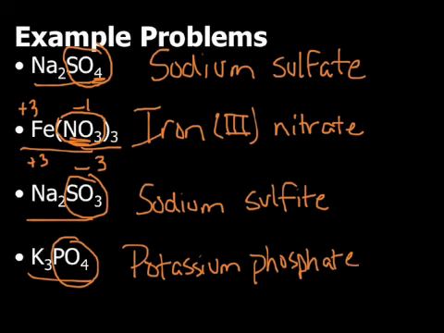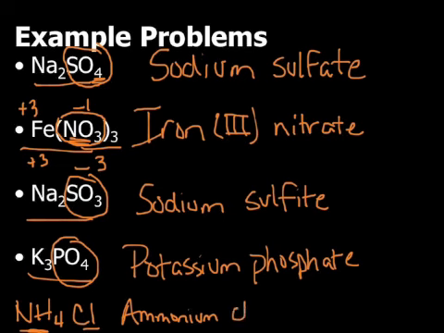Okay, and I'm going to add one example up here at the top because we did not see an example of one that has the positive polyatomic ion. So if we look at this one, let's say this is NH4Cl. In this case, the polyatomic is the NH4, the first part. So this one would be called ammonium. And then the second part of that, we'd name it like we always have. This would just be chloride. So that would be ammonium chloride.